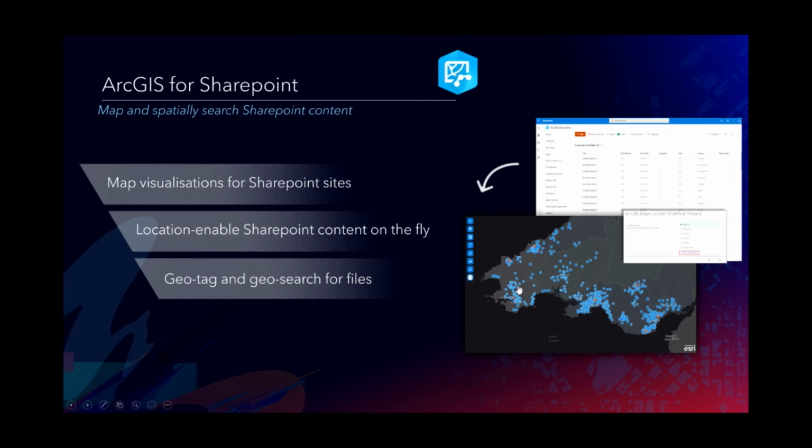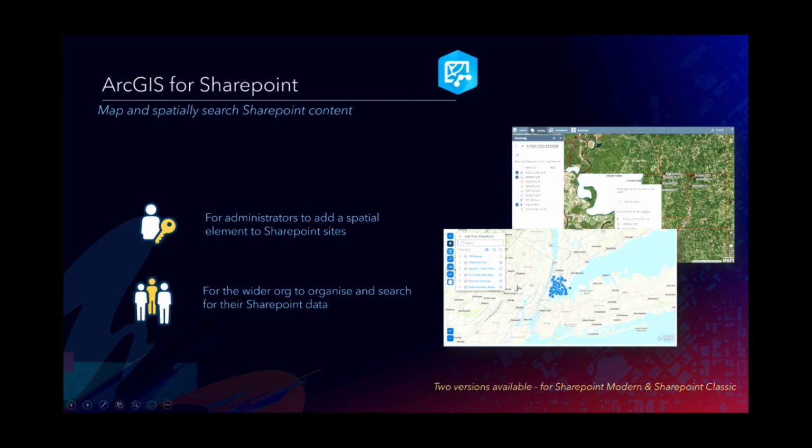Moving on to our second product, ArcGIS for SharePoint. With this capability, you can map and spatially search your SharePoint content. You can location enable your SharePoint content on the fly with our geocoding workflow, meaning your SharePoint lists will always be map ready, even if you continue to add to them. Additionally, you can geotag and geosearch your files, offering you a unique and innovative way of organizing and searching for your SharePoint content. So, who is this for?